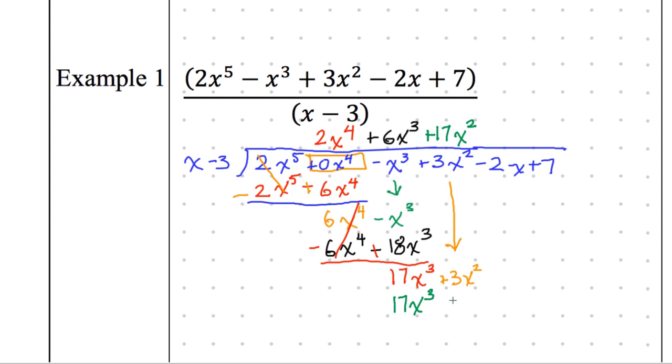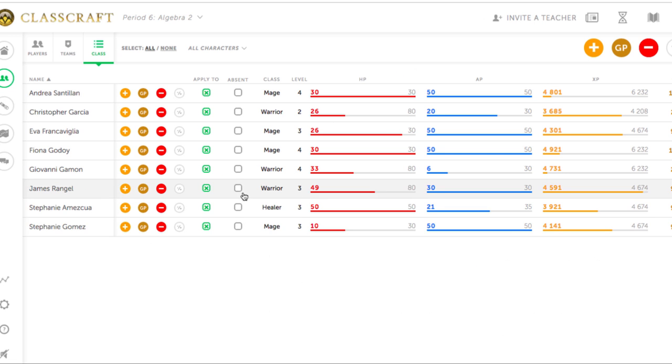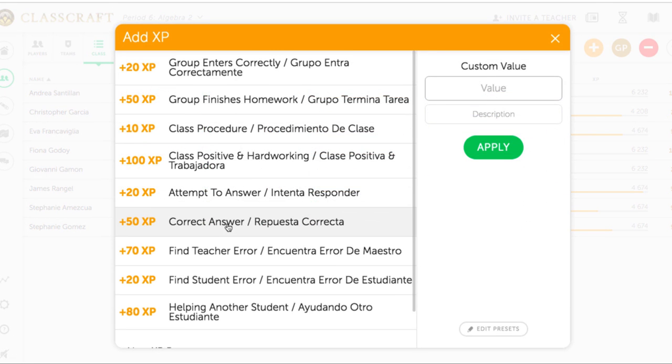Power of 3. Continue on. 17 times 3. You might have to do it on the side of the paper. You want Mr. Sindel to do it really quick for you? 17 times 3. 7 times 3 is 21. 3 times 1 is 3, plus 2 is 5. The answer is 51x squared. Perfect. Good job, Stego. You definitely deserve that XP.